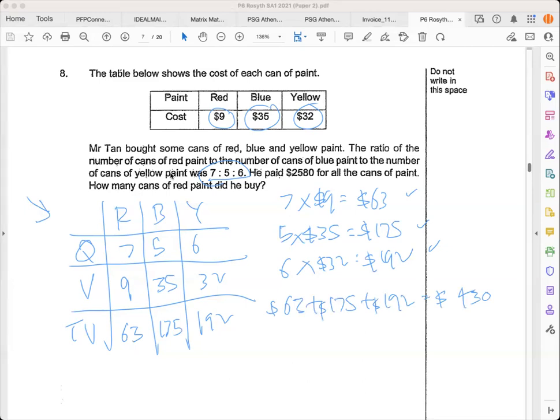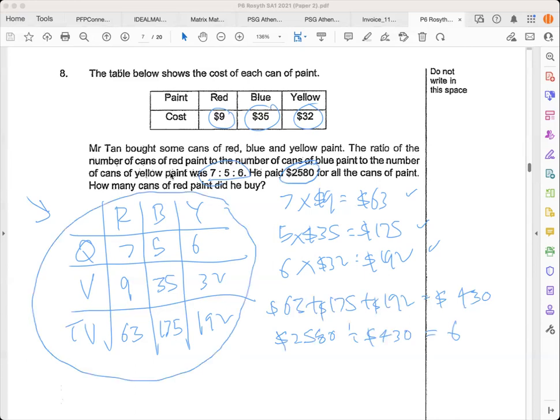Of course, the total value is 2580. So how many groups are there in 2580? So 2580 divided by 430. Use your calculator, you will get 6. So in other words, Mr. Dunn bought 6 groups of paint. Groups like this 6 times, and paid 2,580 for it.